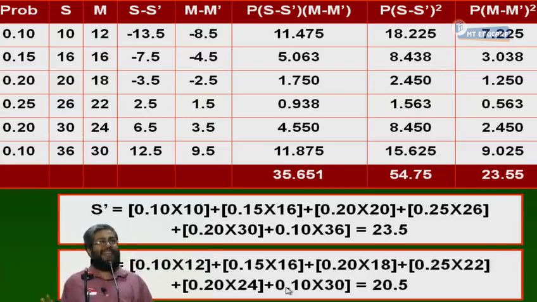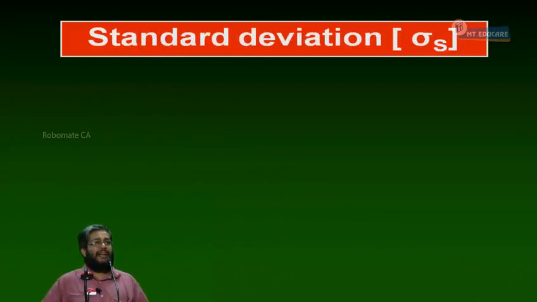23.65. Can I proceed or not? Everything has been computed. Can we go for the next stage? Now, write. Standard deviation of security, sigma S.